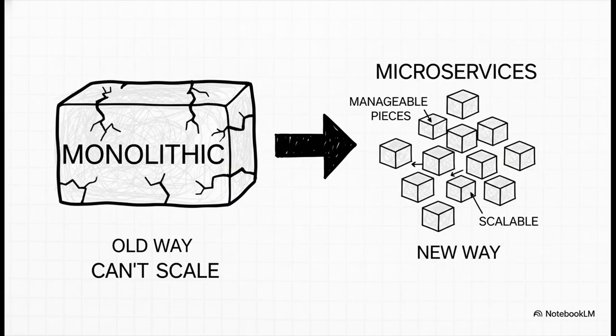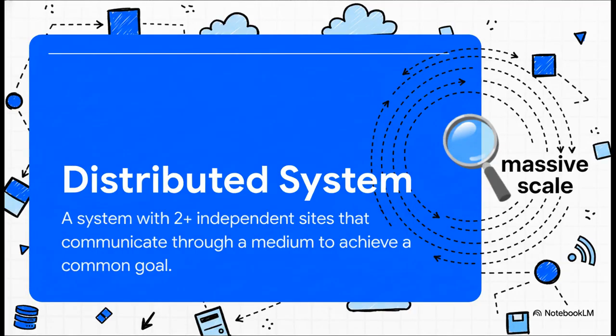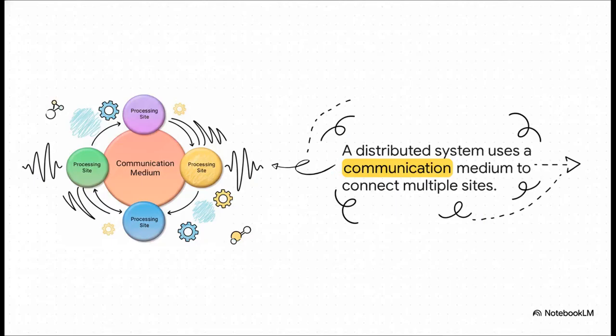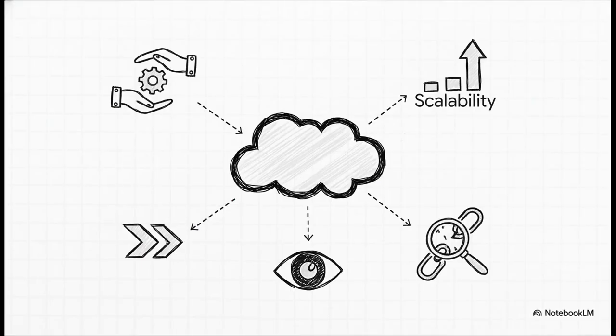Instead of one giant program, modern software breaks the problem into smaller, manageable pieces. And this is the foundational concept, what we call a distributed system. This illustrates the basic idea perfectly. Each site just handles a part of the workload. This approach has huge advantages, like scalability and making it way easier to spot any failures.